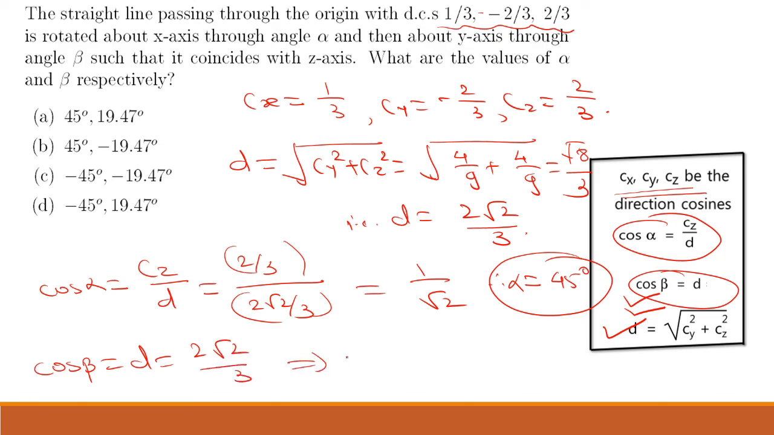So let us calculate the cos inverse of 2 root 2 by 3, and that will be equal to, so in this case what we have to do, we have to use the calculator. Now here I am using my calculator, so cos inverse 2 root 2 divided by 3, so that will be plus 19.47 degree. So in this way option A will be the correct option.